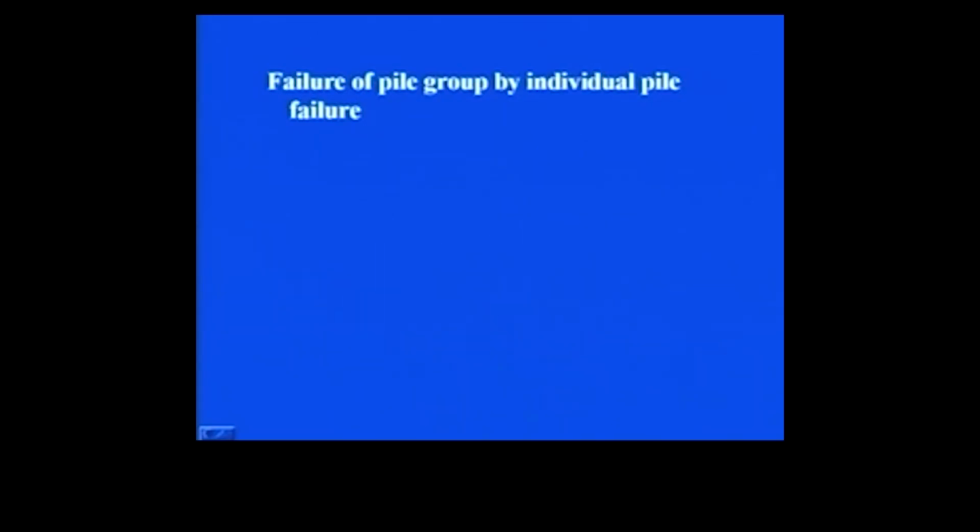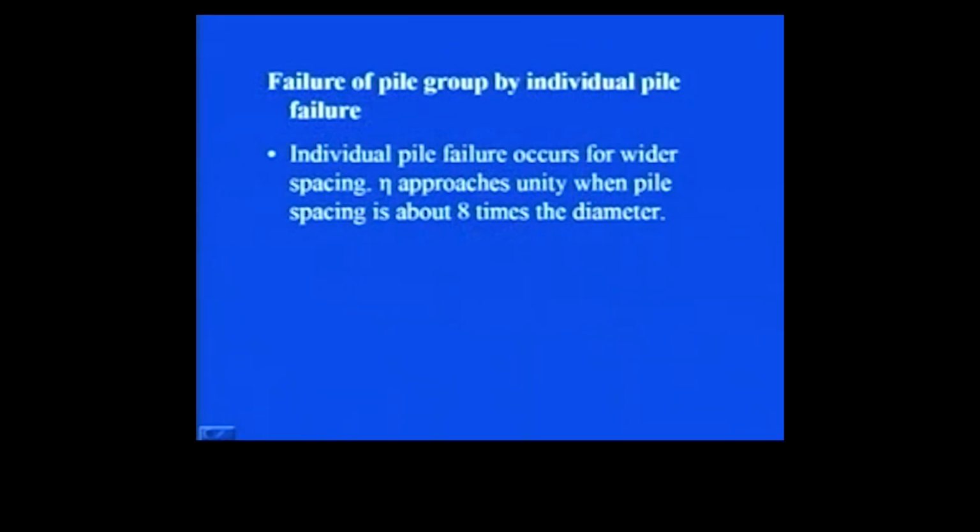Now, that was all about failure of pile group by block failure. Let us try to have a look at how we can find out the ultimate load carrying capacity when we are considering individual pile failure. Individual pile failure occurs for wider spacing, that is, eta approaches unity when pile spacing is about 8 times the diameter. So, we have seen that when the spacing is closer, eta is less than unity, and when the spacing is larger, eta is closer to unity.